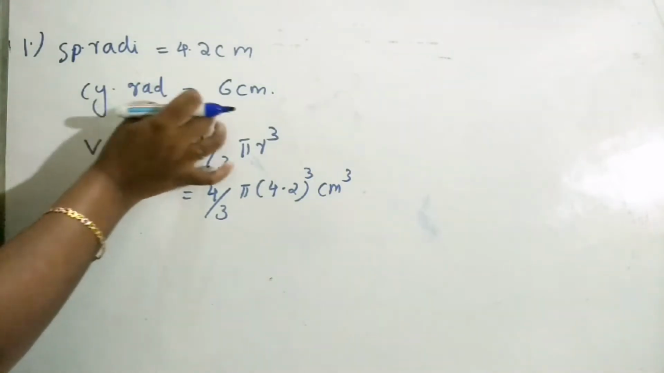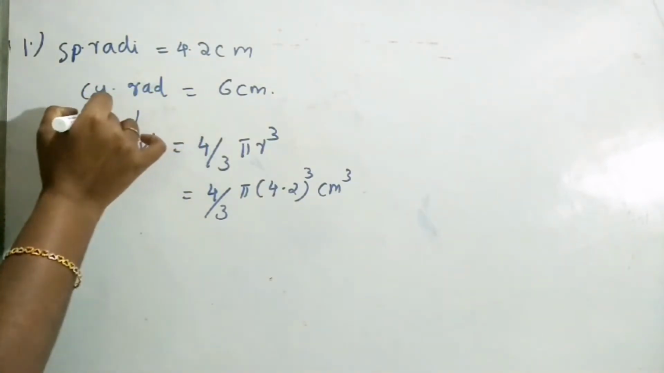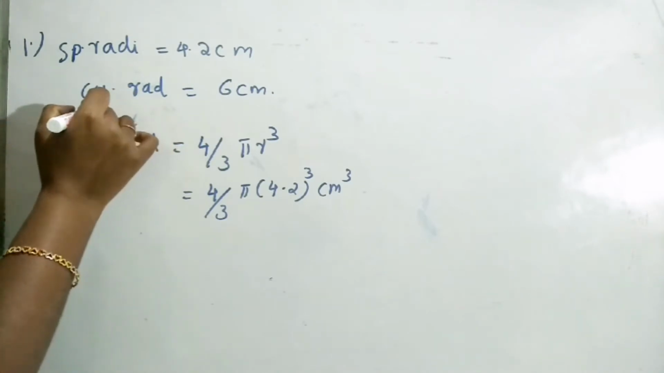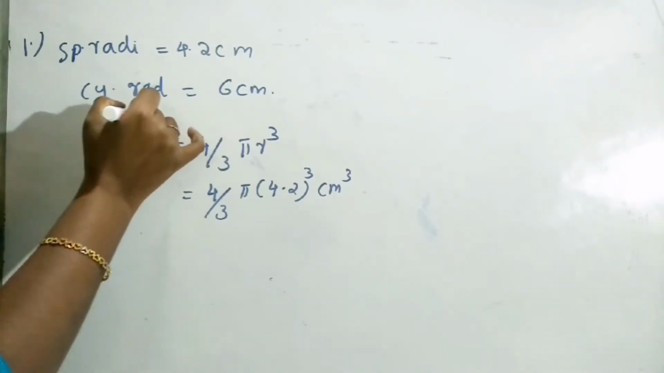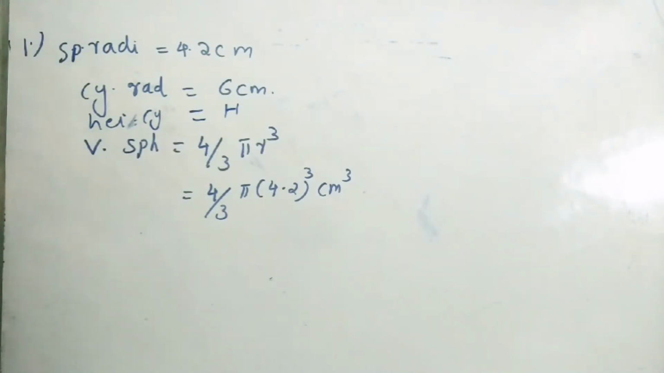And since the radius of the cylinder is given and height is not given, height we need to find. Let the height of the cylinder be capital H.